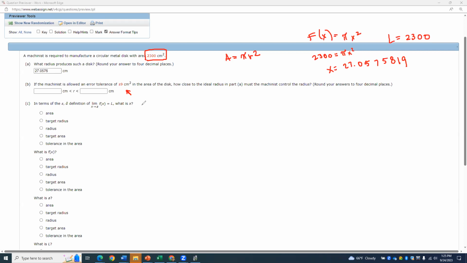And the area is, again, like my f of x here, right? And so they're saying epsilon is 9. But again, I know it doesn't really feel like it, but that's just because I know I've done these things before. So what that means is we'll take 2,300 and we'll add 9. Okay, that'll get us our upper limit, right?